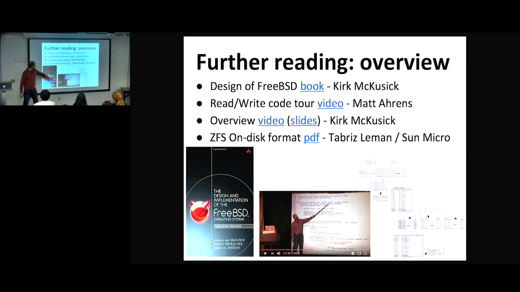I have a 2.5 hour lecture about the read and write code paths that actually walks through the code so you can see what's happening there. But it also has about a 45-minute intro to all different aspects of ZFS. And Kirk also has a video that goes with his book if you'd rather watch a video.